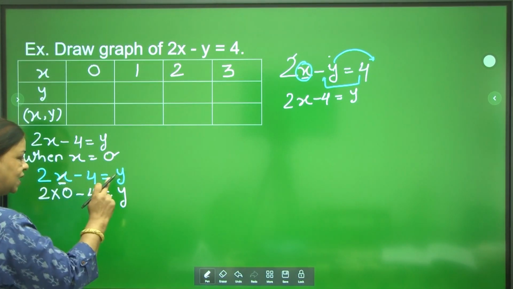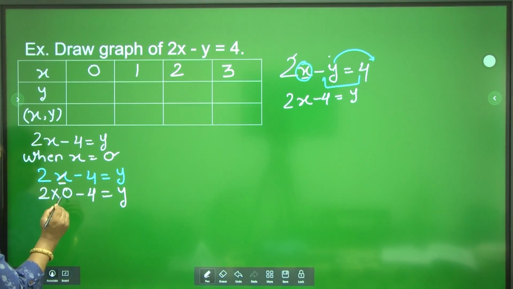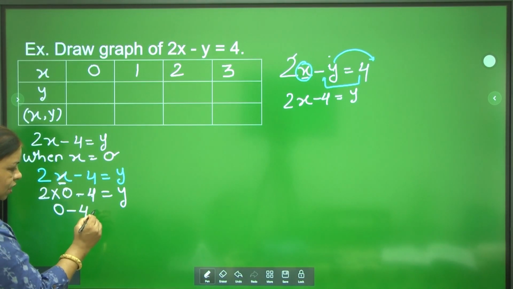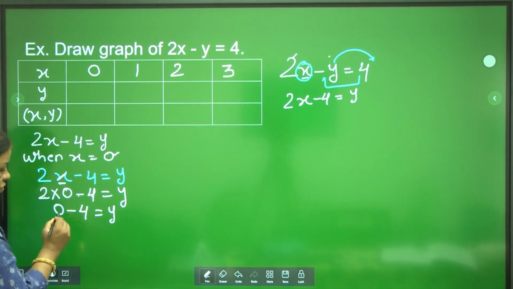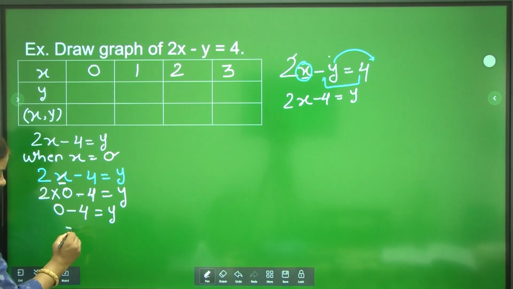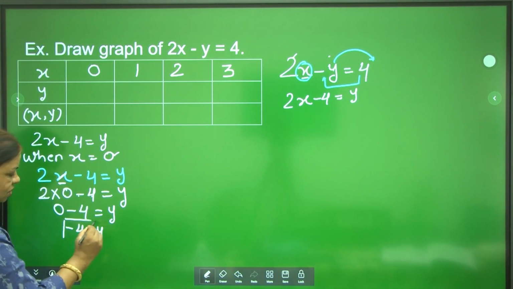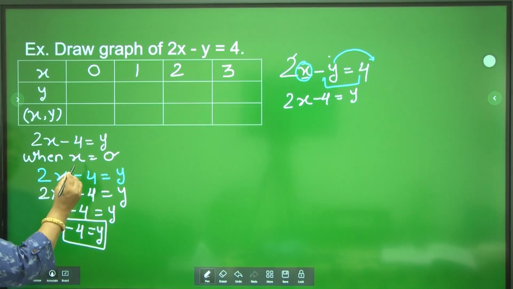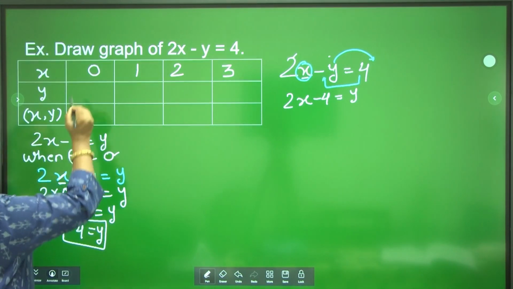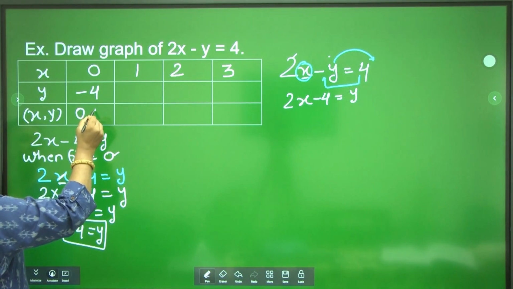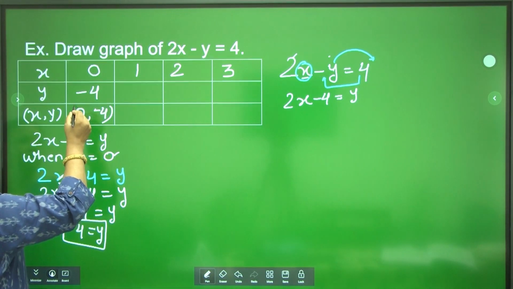I am looking at this and writing, okay. 2 into 0 is 0, then minus 4, equal to y. So 0 has no value, so minus 4 is equal to y. So my y value is minus 4 when I place x as 0. Okay, minus 4. So my coordinate will be 0 comma minus 4.